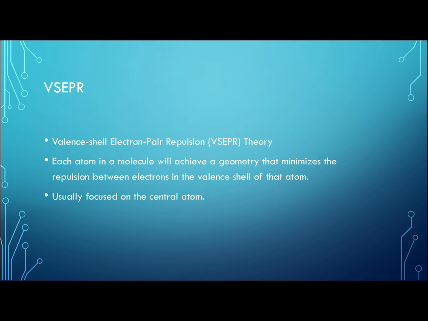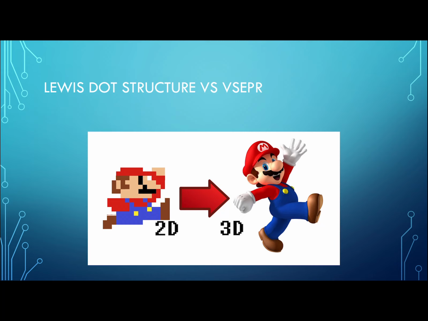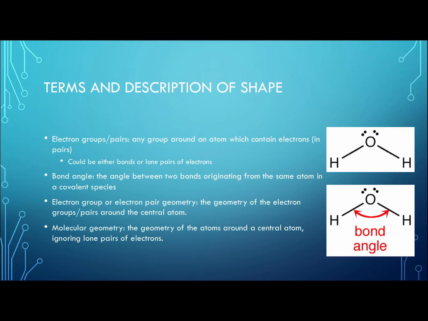But next I want to talk about the idea of VSEPR, valence shell electron pair repulsion theory. Right there, just VSEPR. So this talks about what type of geometry a molecule will achieve in order to minimize repulsion between the electrons in the valence shell of that atom. So when we're talking about VSEPR, we are talking about the molecular shape around a central atom. So if we think about a Lewis dot structure as a 2D structure, our VSEPR structure will be a 3-dimensional structure, so taking it off the page.